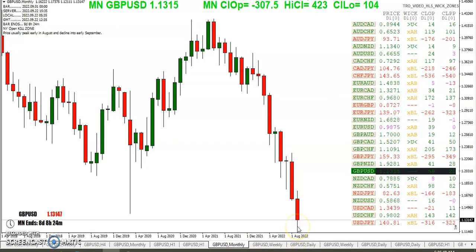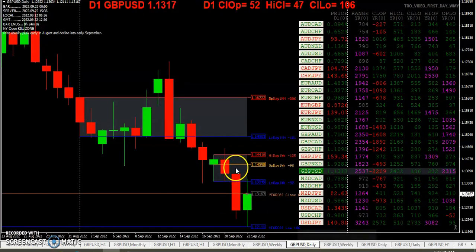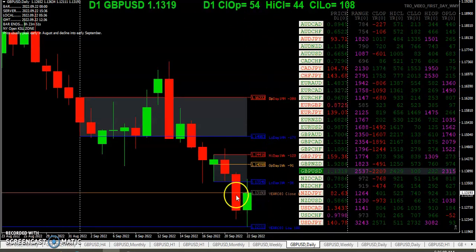Well, we put in a new low for the year. Weekly, we filled all the gaps. You can see we're still below that weekly pivot. We actually entered the opening range for the week and then fell back down through it, but we're up 53 pips for the day, with the daily open being 112.65.